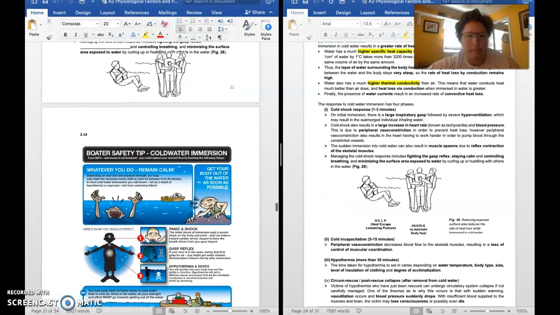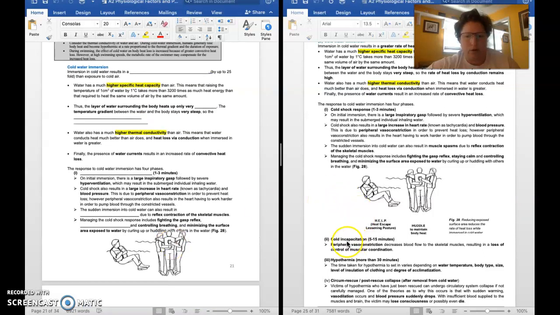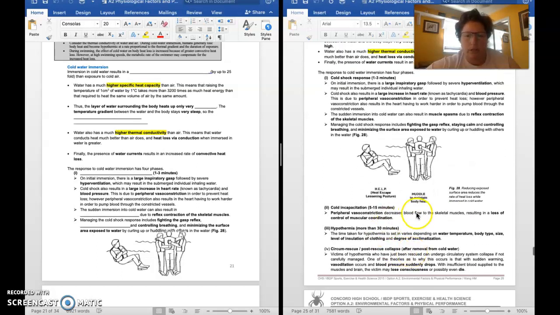Secondly, you will have cold incapacitation, which takes about 5 to 15 minutes depending on the temperature of the water. This is where your periphery constricts, so blood flow to the hands, the arms, the feet start to constrict, and you lose control of muscle coordination. If you're in the freezing cold water for more than 30 minutes, you typically will have hypothermia. And again, it depends on the water temperature, your body size, the level of your insulation, not just your fat cells, but the types of clothing you have on, and how acclimated you are to the cold.